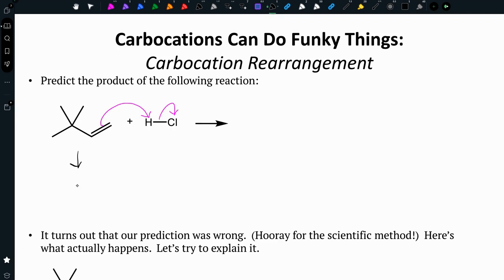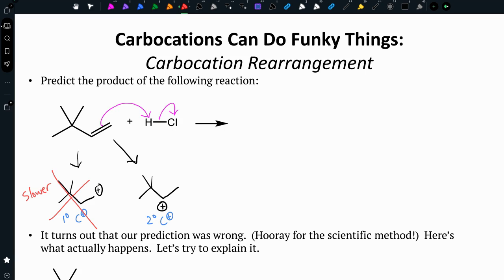That gives me a choice. I could either make a carbocation at the end, or I could make a carbocation on that second carbon. And based on our prior discussion, we would say that a primary carbocation is going to be much more unstable than a secondary carbocation. So the primary carbocation would be slower to form.